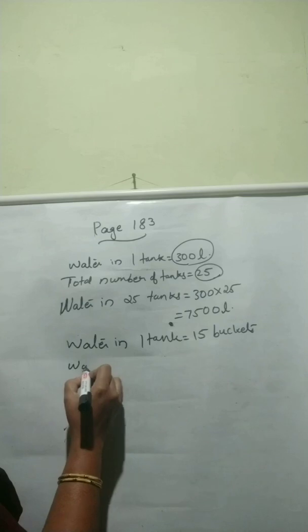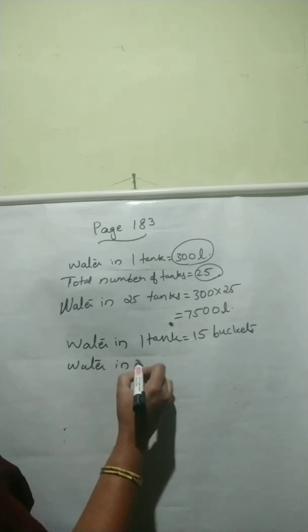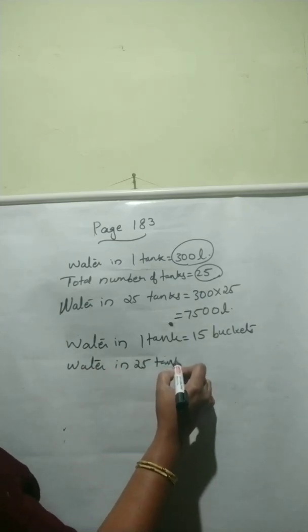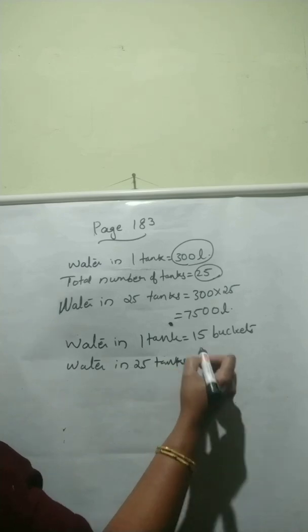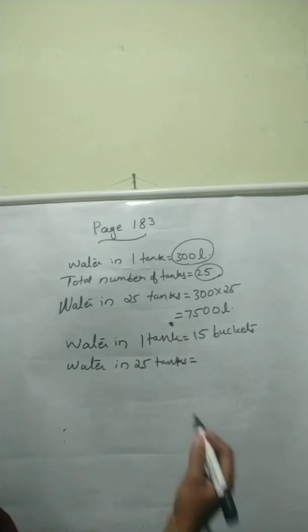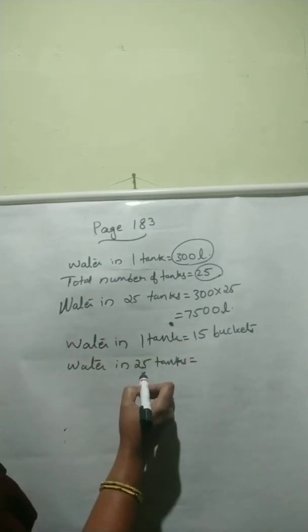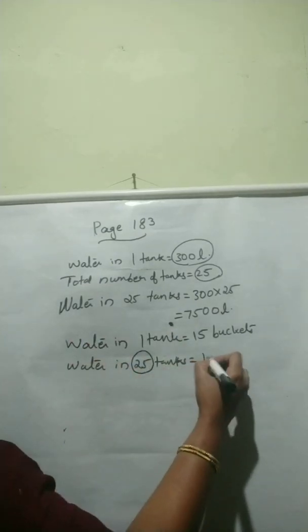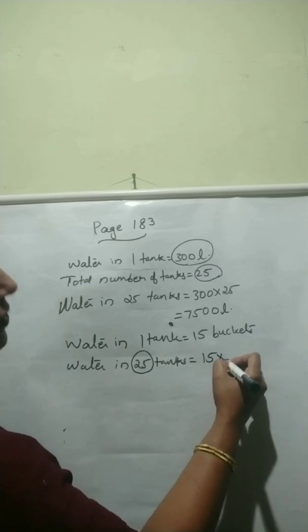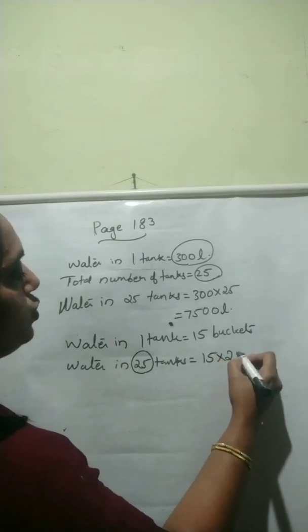So we can write the water in 25 tanks. We need to pour 15 buckets for one tank, then next 15 buckets for another tank. So how many tanks are there? 25 tanks are there. So we can write 15 multiplied by 25.